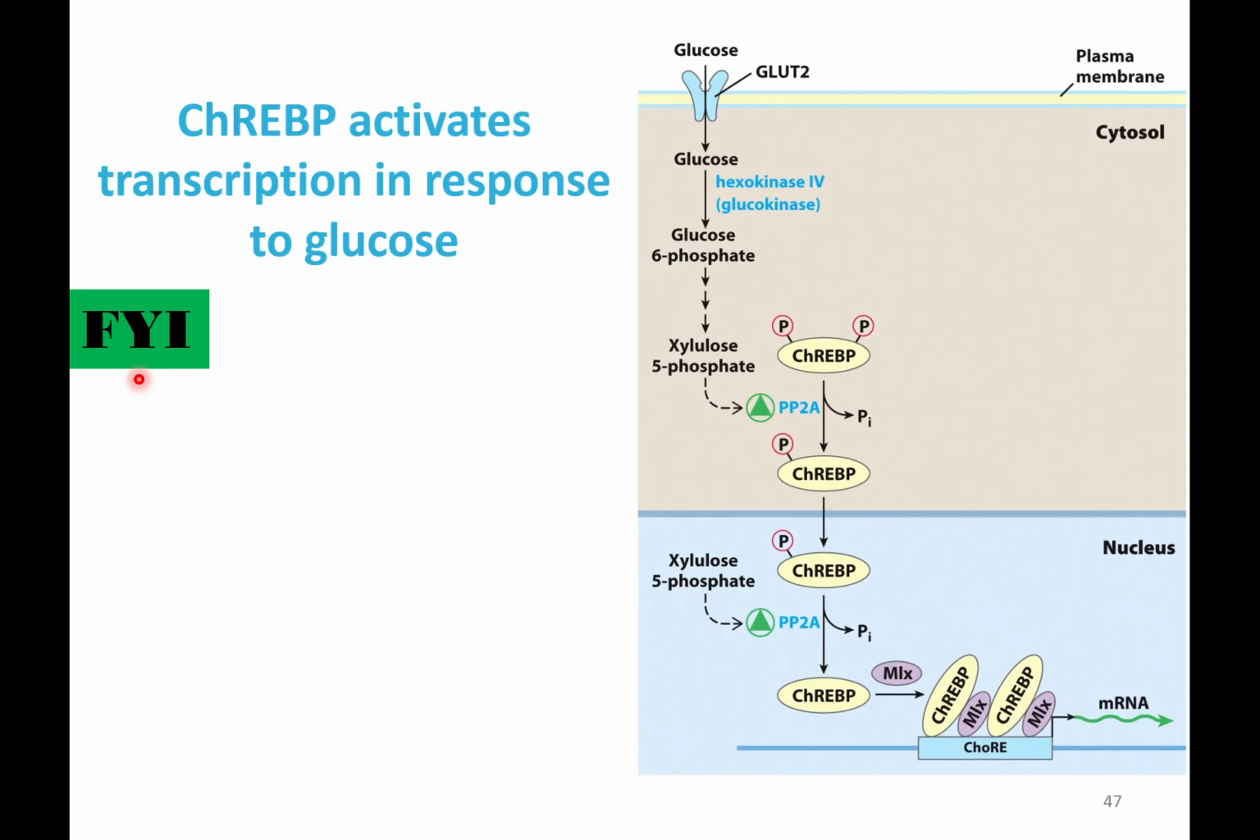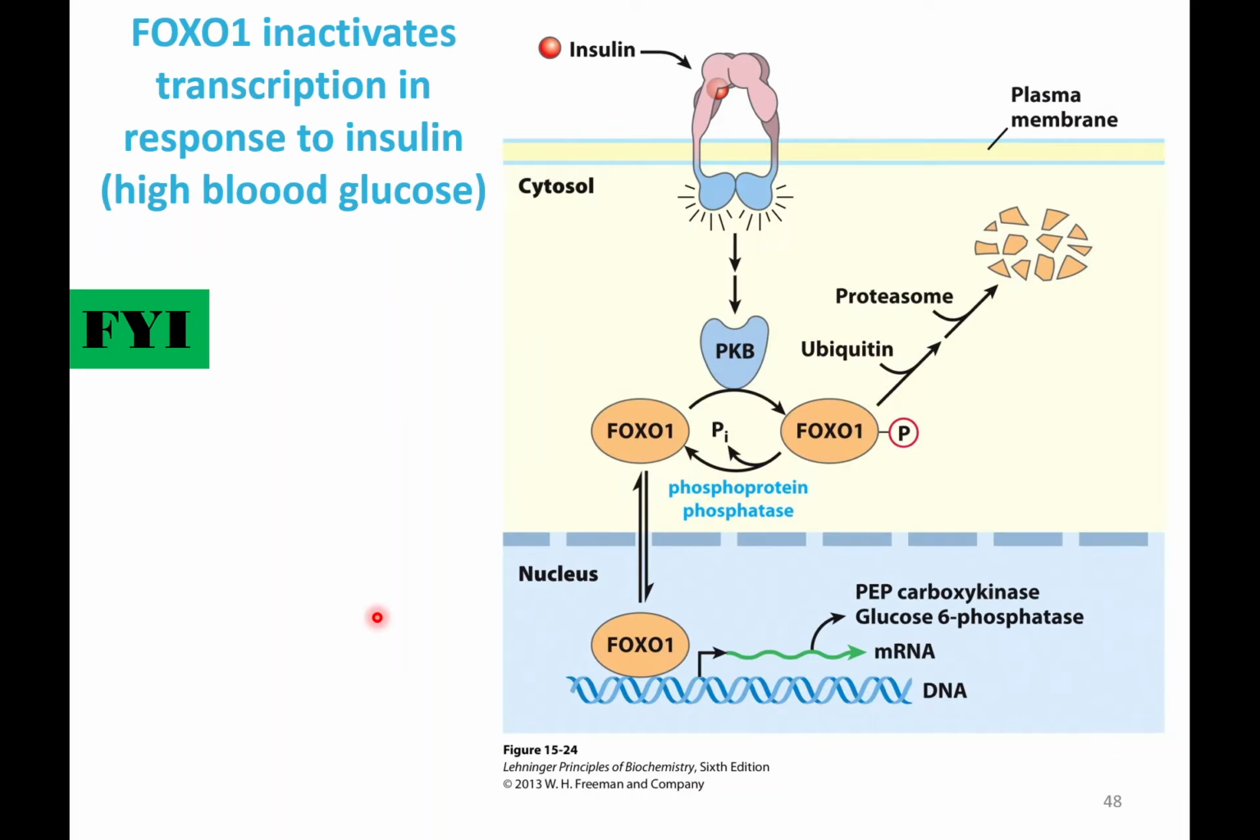Okay. One specific pathway that the book shows here is how transcription is activated by this protein ChREBP. Okay, and it's in response to a higher flux through glycolysis, right? It eventually goes into the nucleus and forms a complex that increases the expression of genes. Okay, not going to be responsible for this on an exam.